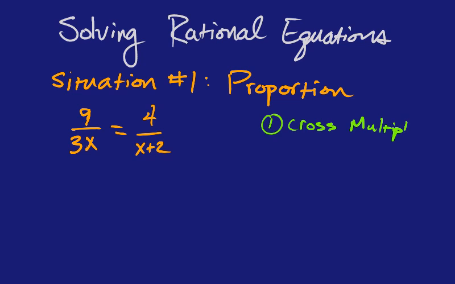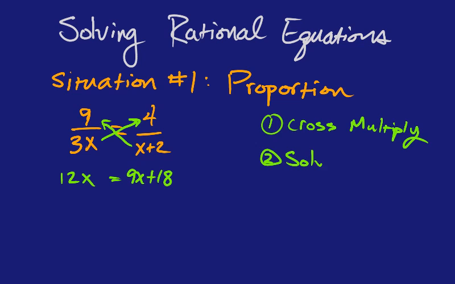you're going to multiply the first denominator by the other numerator. That'll give us 12x. And you'll multiply the other denominator by the other numerator, and you'll set that equal to, and you're going to distribute, 9x plus 18. Then you can solve for x, given that it's a linear equation. We'll subtract the 9x to get the x's on one side. So we'll have 3x equals 18, divided by 3, and x equals 6.